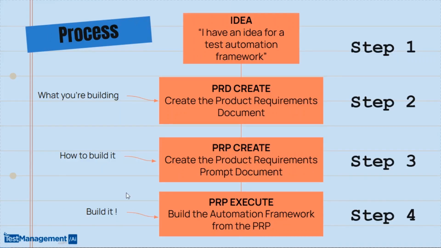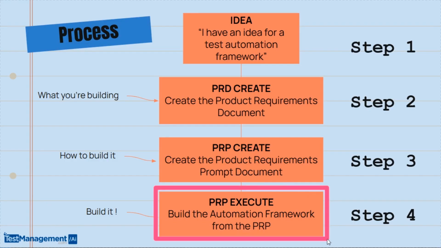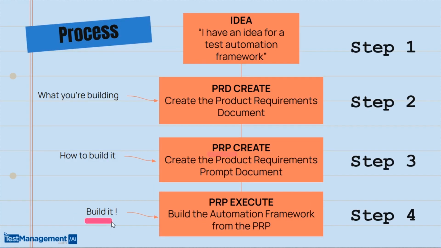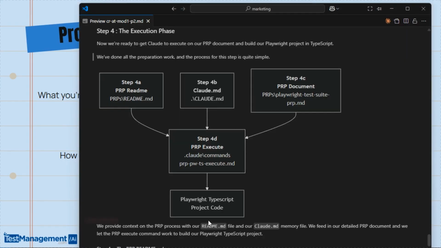So the final step then is to run the PRP execute command, which will take the PRP document we created in step 3 and it'll build it. So the inputs that we're going to use to this stage of the process, again, the PRP README document, which gives Claude Code an overview of the whole process, the Claude.md memory file, the PRP document that we've just created, and then we'll run this command PRP Playwright TS execute. And from that, we should get our TypeScript project that has implemented our Playwright automation code.